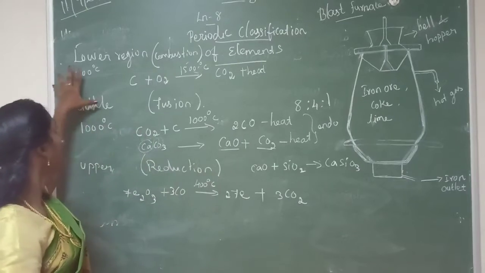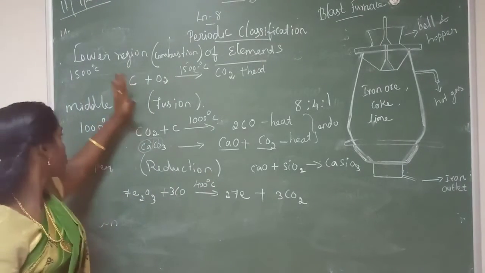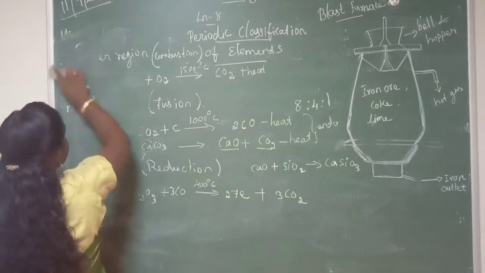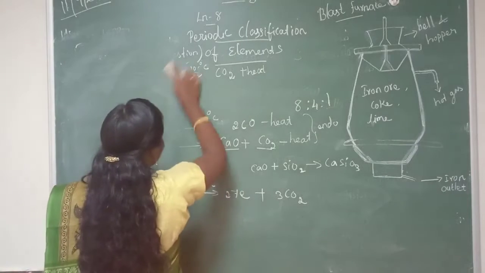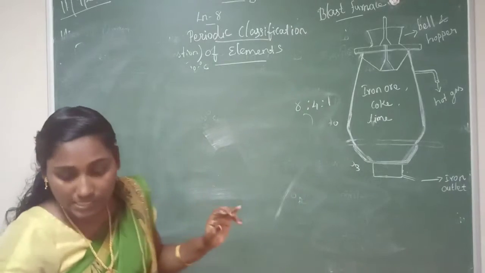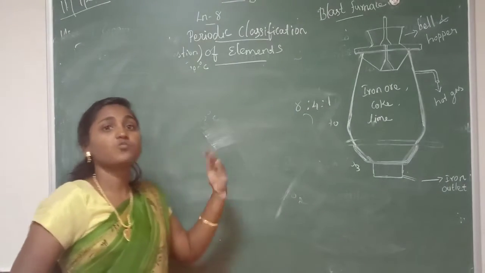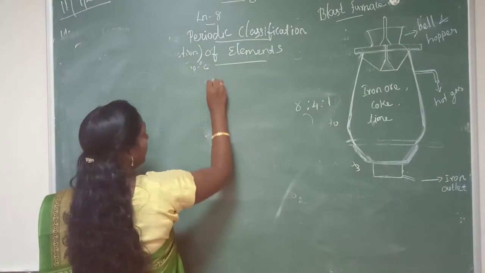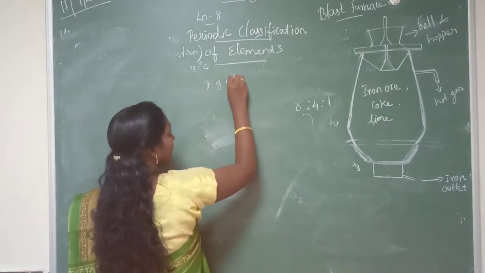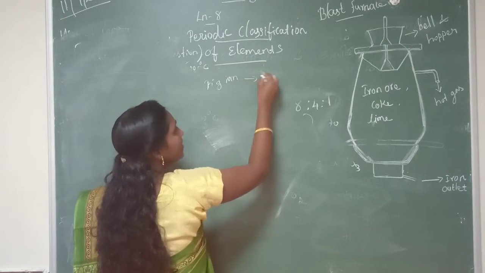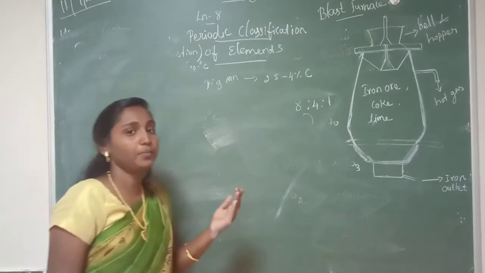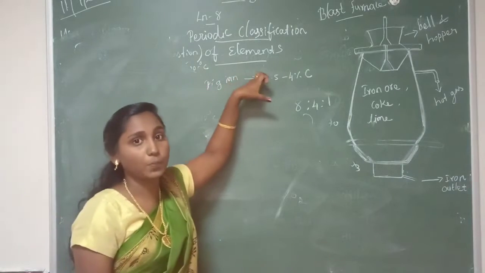Have you understood this blast furnace melting process? So we studied 3 regions. Then next we are going to learn the physical properties of iron. In this last region we got iron metal, right? This iron formed is called pig iron. Pig iron contains 2.5 to 4% carbon, not pure iron metal.